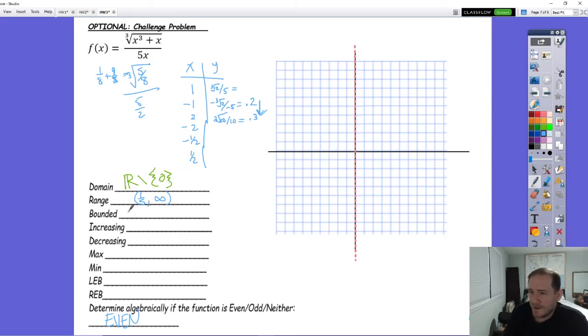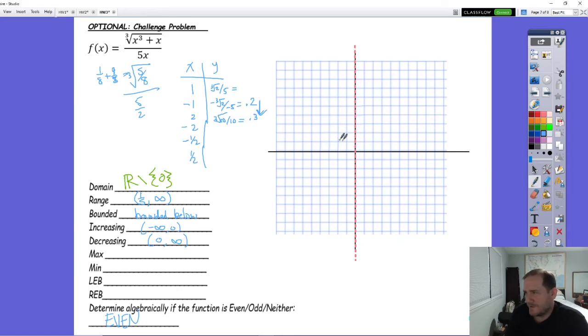Okay. I can confidently say that we're bounded below. And that we are increasing from 0 to infinity. Oopsies. -infinity to 0. And decreasing from 0 to infinity.